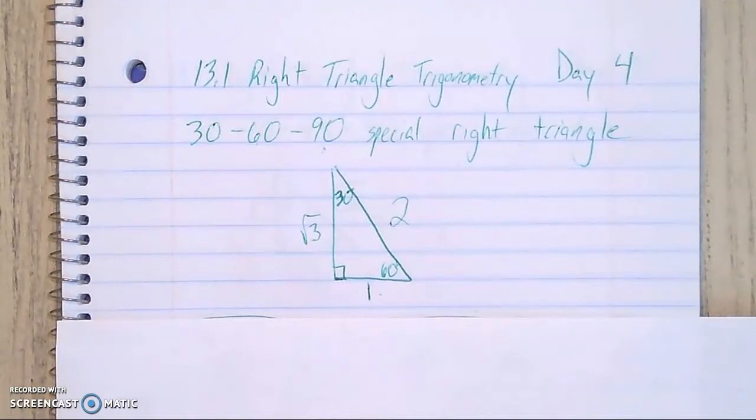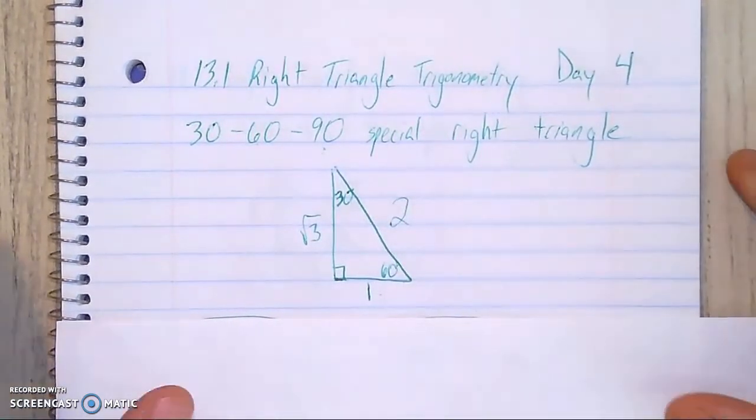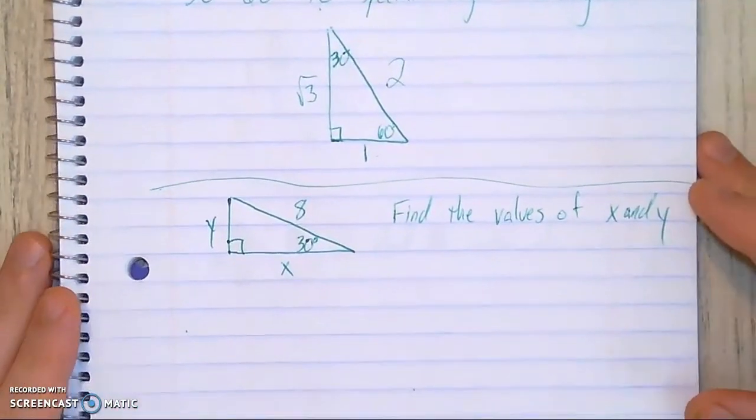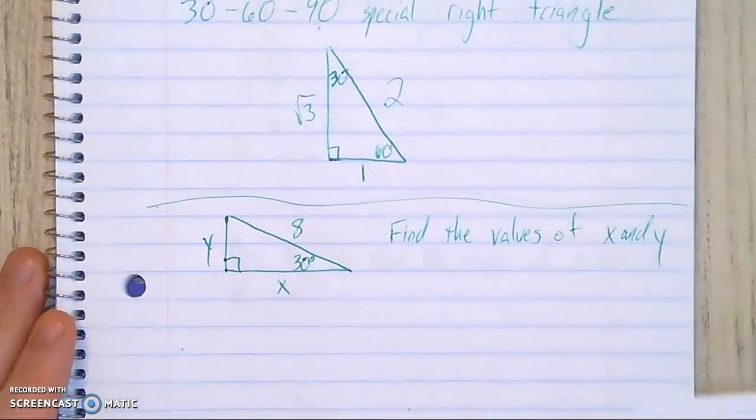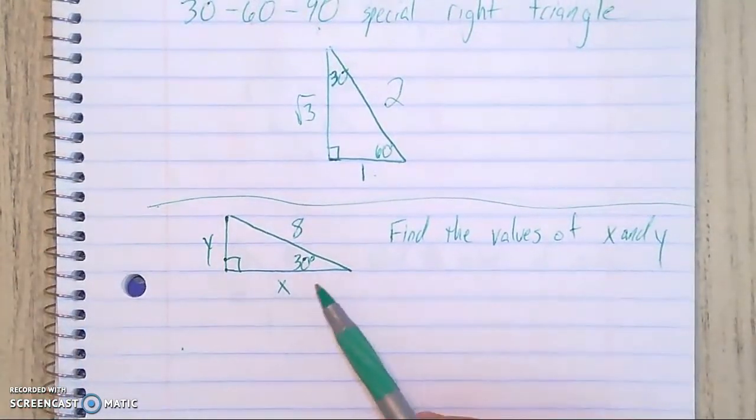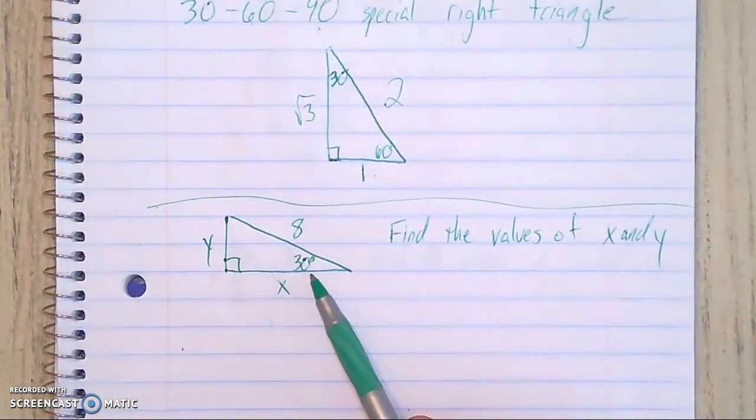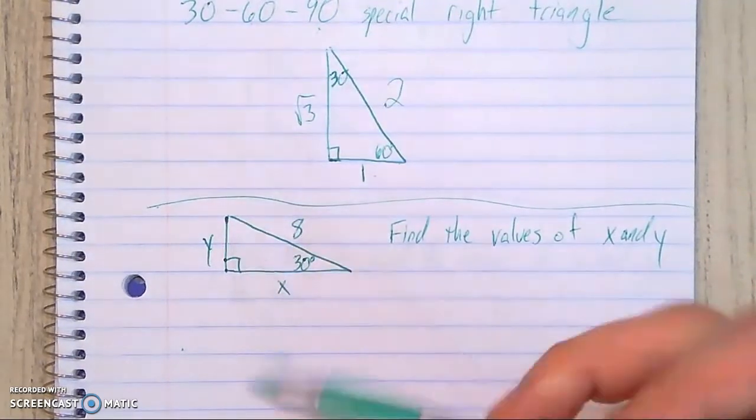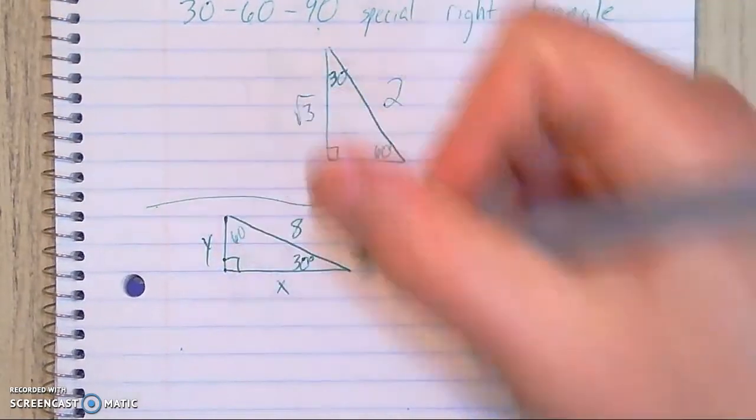So what this allows us to do is take any 30, 60, 90 right triangle and find their sides if we compare it back to this classic one. So, for example, here's another 30, 60, 90 right triangle. And you can see I've drawn it in a different way, but you can locate where the right angle is. You can locate where I labeled a 30. Of course, that leaves this one right here, must be 60. You can go ahead and fill that in if you want.